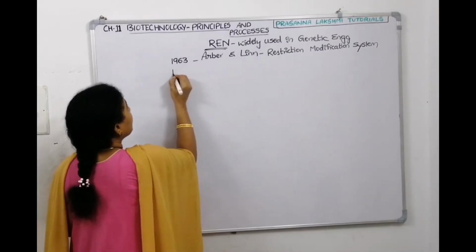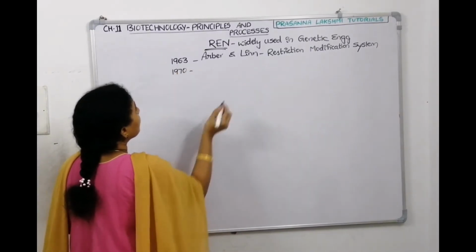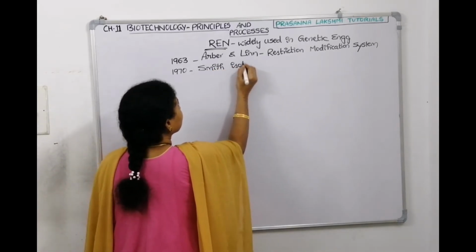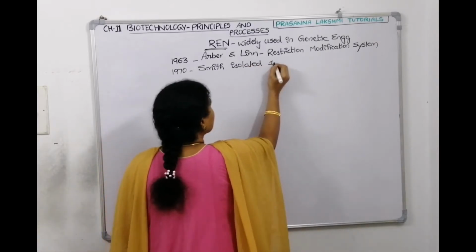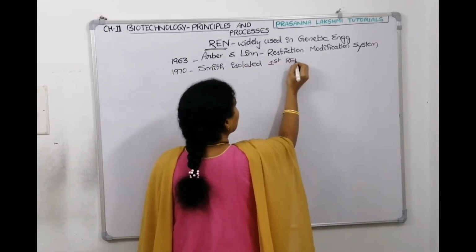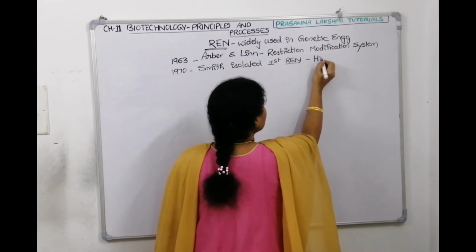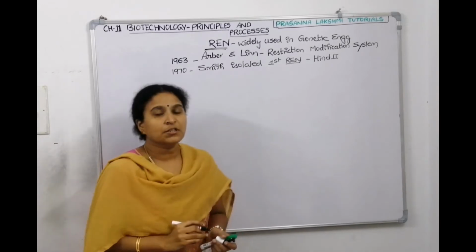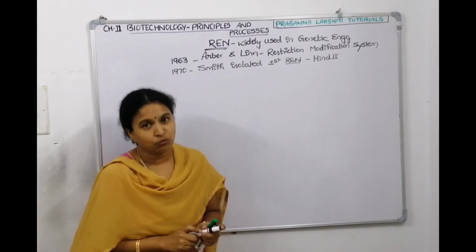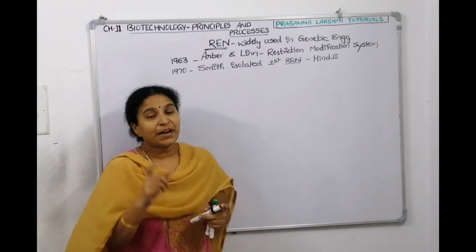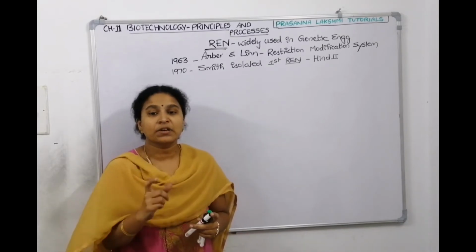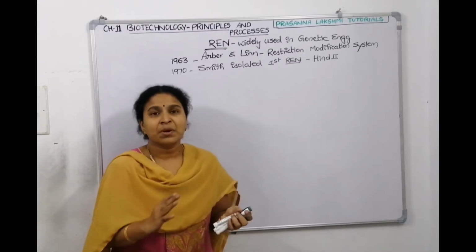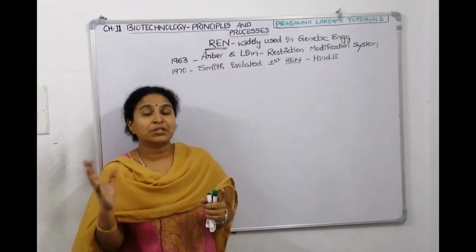Then in the year 1970, Smith isolated the first restriction enzyme and named it HindII. HindII identifies a 6 base pair sequence, GTC-GAC. So he told it is a restriction enzyme, but its complete potency was established 5 years later.